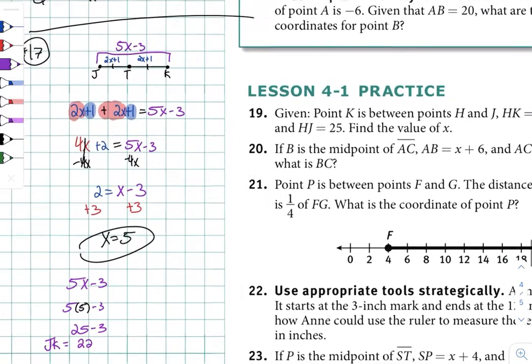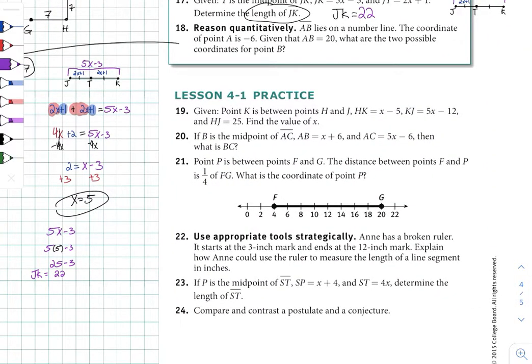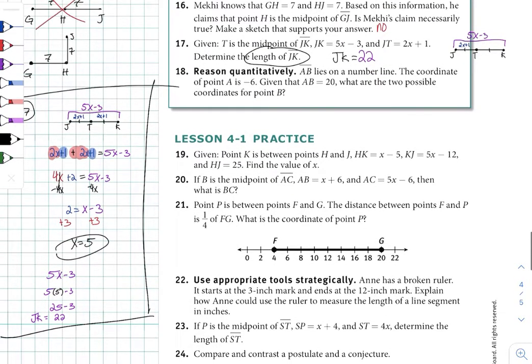Again, if you wanted to check, you could. You can plug the 5 into 2x plus 1, which gives you 11. If each half is 11, 11 and 11 is 22. So I just did that super quick check. Didn't even write it down. That's just something you can do in your head. All right, so this was number 17.